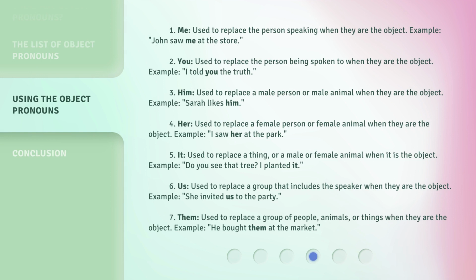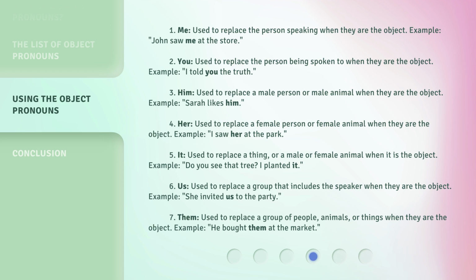1. Me. Used to replace the person speaking when they are the object. Example: John saw me at the store. 2. You. Used to replace the person being spoken to when they are the object. Example: I told you the truth. 3. Him. Used to replace a male person or male animal when they are the object. Example: Sarah likes him.